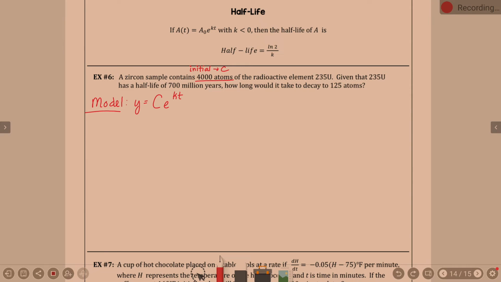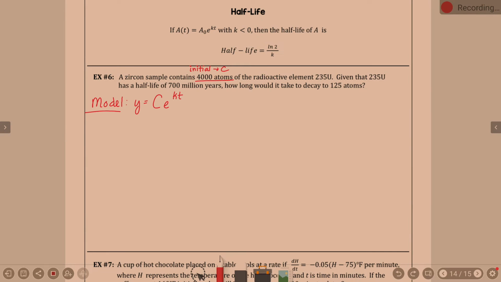There's a half-life of 700 million years. We started with 4,000. What ordered pair can you come up with? Are you seeing where I'm going with that? After the first 700 million years, what do we know? 2,000. We're at 2,000, right? Because half-life, so it starts at 4,000, it has decayed to 2,000.